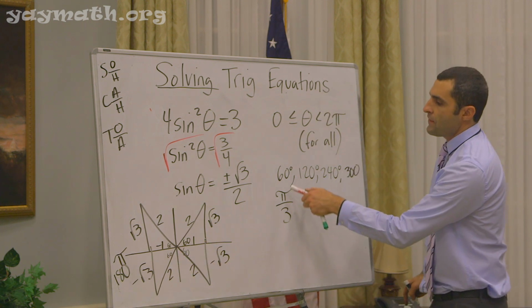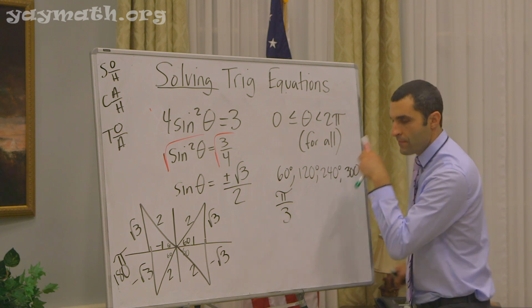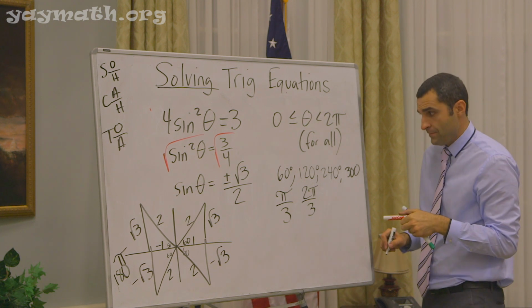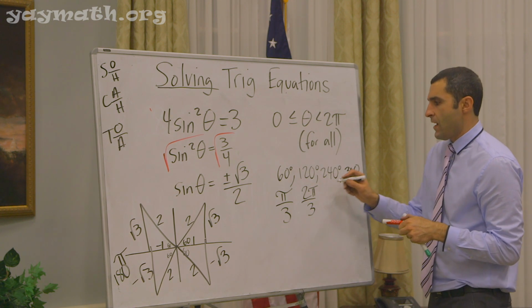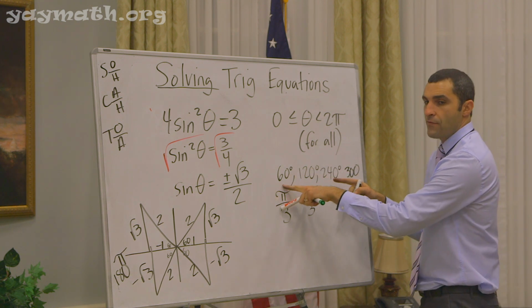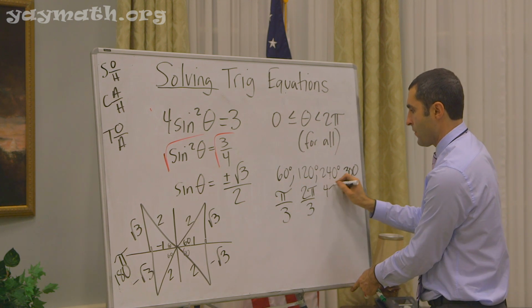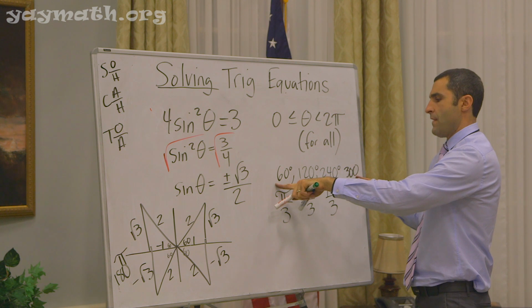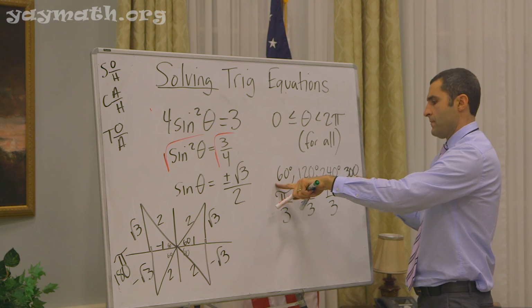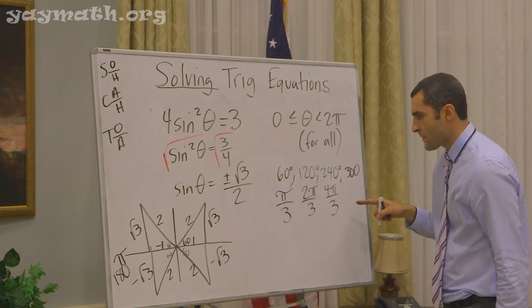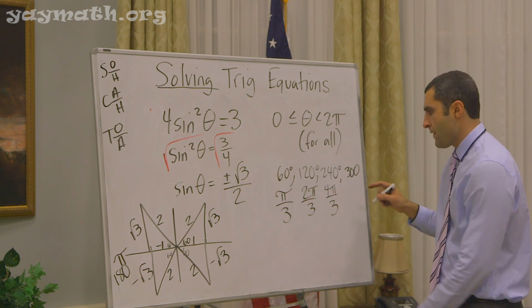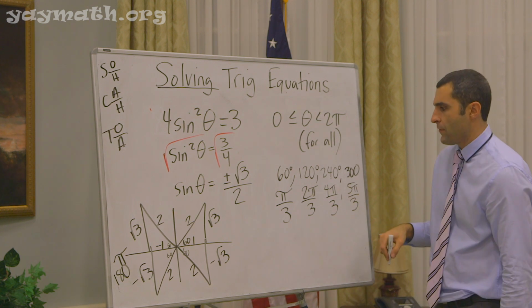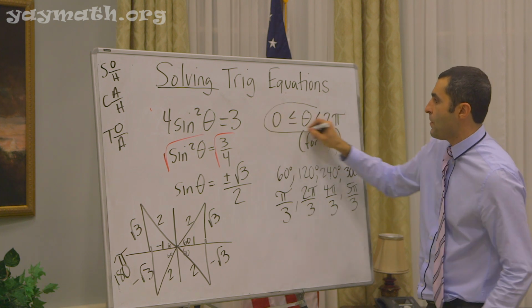So if 60 is pi over 3, do you agree this is double that? Yeah. So it's 2 pi over 3. And then it'll be 4 pi over 3. That's 4 of these. So this is 4 pi over 3. And then how many of these? 5. Yeah, that's right. So 5 pi over 3. So that's 0 to 2 pi: pi over 3, 2 pi over 3, 4 pi over 3, 5 pi over 3.